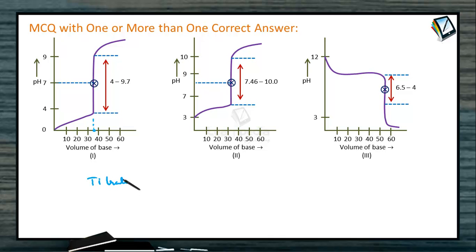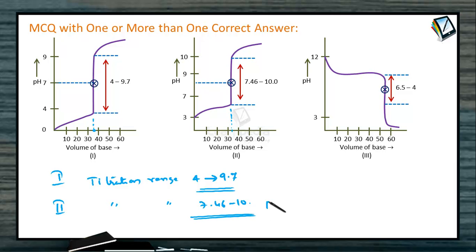So for 1, the titration range is 4 to 9.7. So any indicator whose pH range falls under this can be used as a suitable indicator. And from 2, what we can understand is that near the equivalence point of around the same volume, the titration range is coming out to be 7.46 to 10. So it is in basic medium.